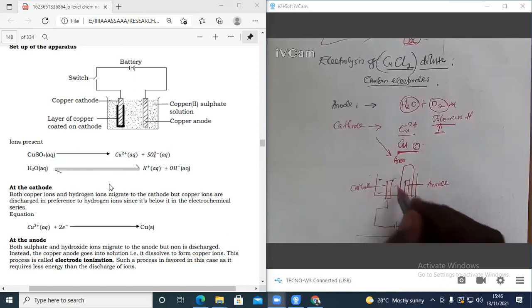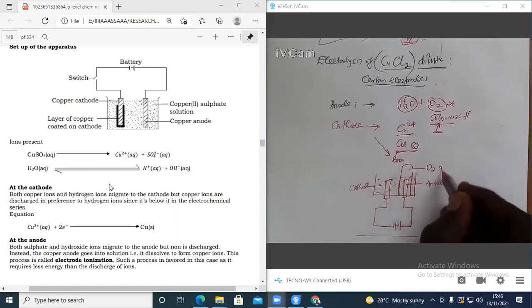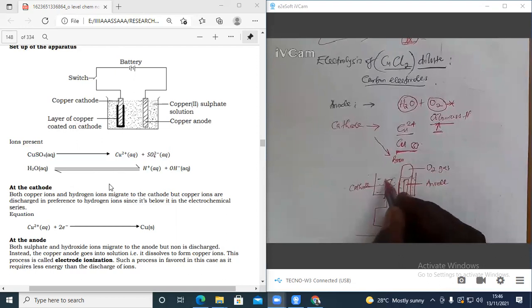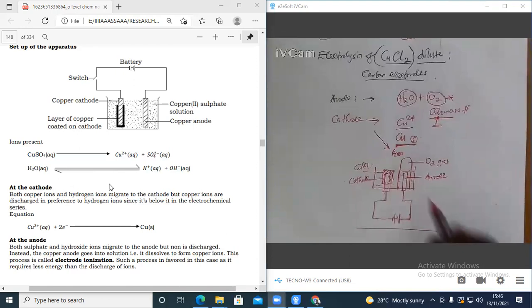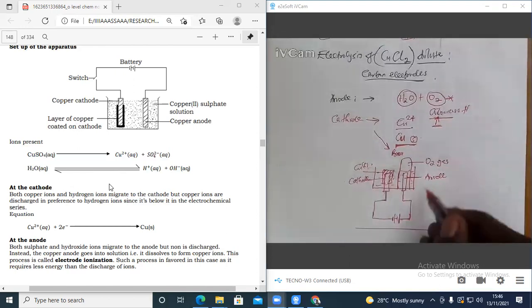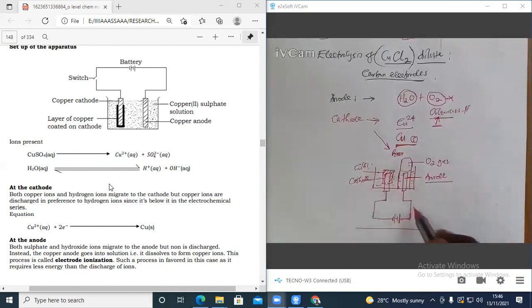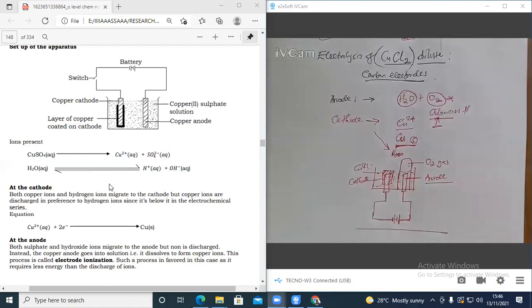Which electrolyte have we used? Then this is the oxygen gas. And then we shall see deposits of copper on this one. So here we shall say copper solid deposited. And then here oxygen gas, at the anode. This is a simple experiment to demonstrate how that happens.